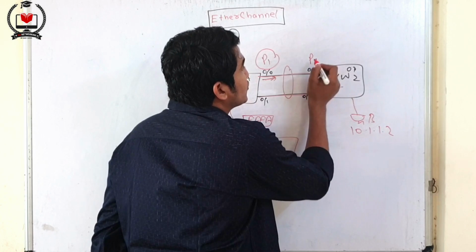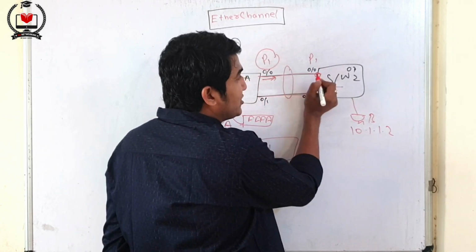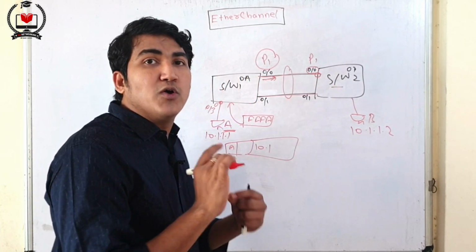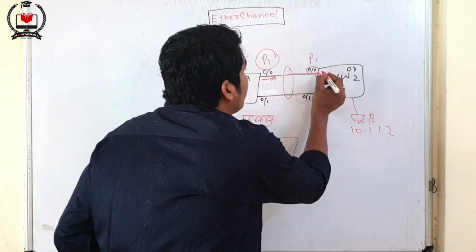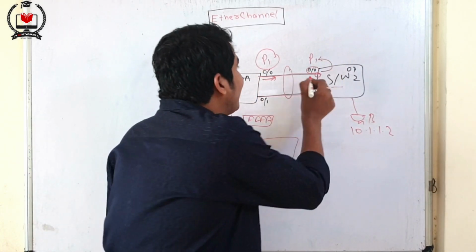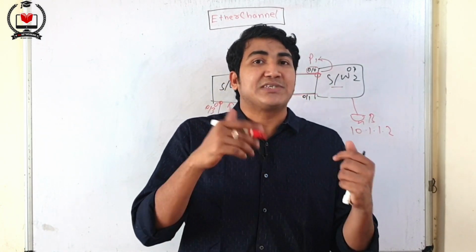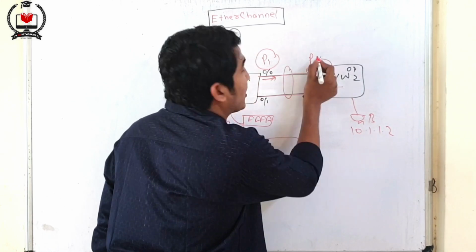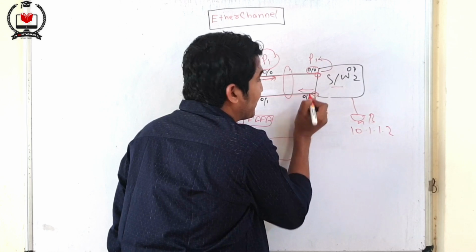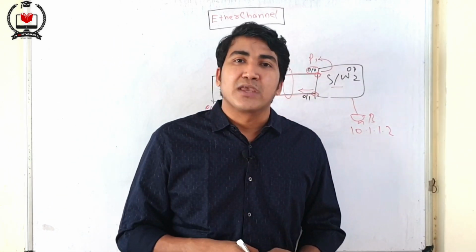This switch will receive the broadcast frame on this port, this is port 0/0. So the switch will check that port 0/0 is a member of which port channel group. So this port is a member of which channel group? Channel group 1. So it will never forward this traffic from a port which is a member of the same channel group. So this port is also a member of the same channel group. That means this switch is not going to forward this broadcast from here.